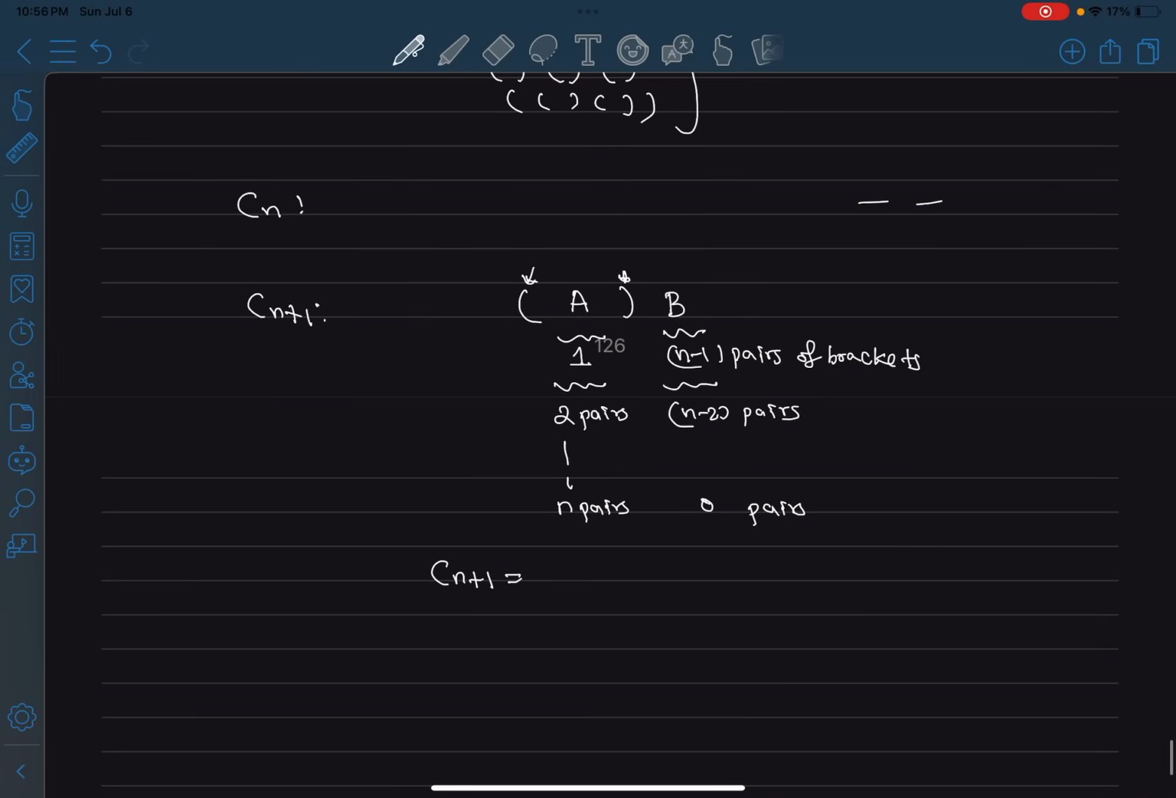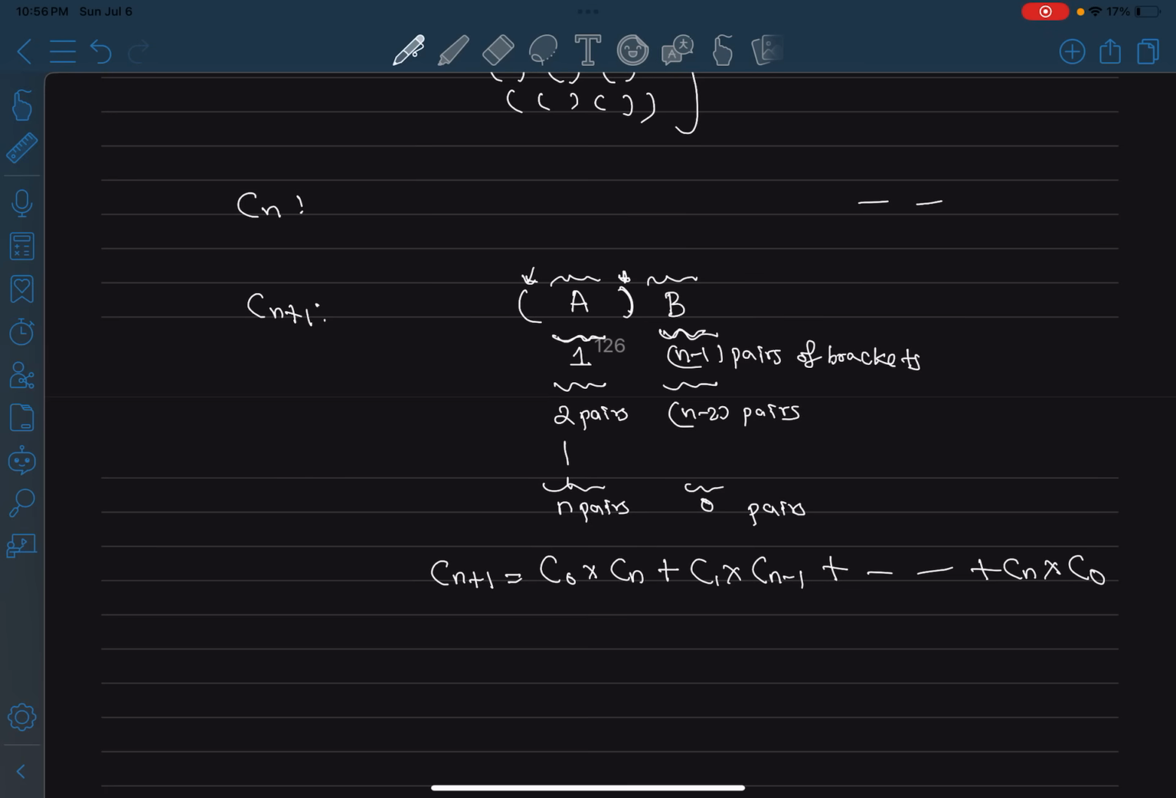Okay, so over here, let's say we want to arrange zero brackets inside it. There's just this one outer bracket, and there's no such thing in A, and everything is over here. So the total ways for that will be C0 into Cn, right? And again, you can have one pair of brackets in A and all the rest of them in B, right? So that will be C1 into C(n-1), right? Similarly, you will add up to Cn into C sub 0, right? Like n pairs over here and 0 pairs over here.